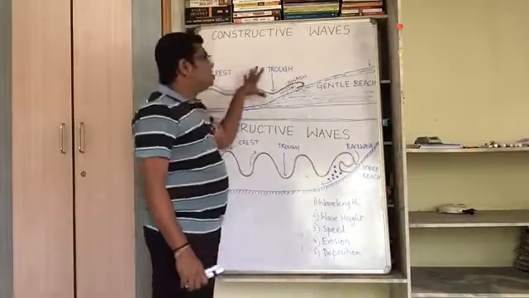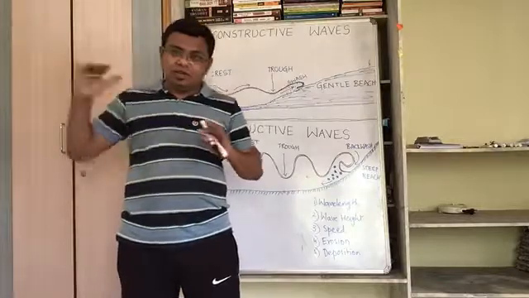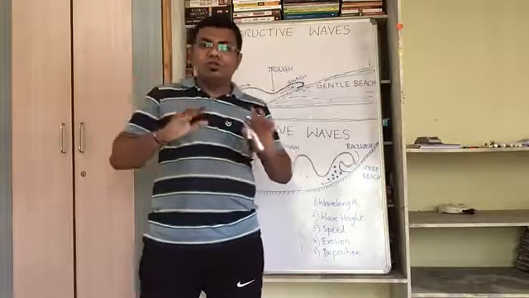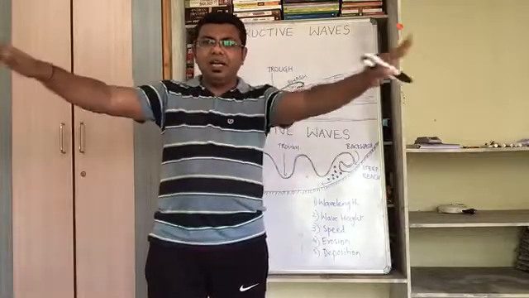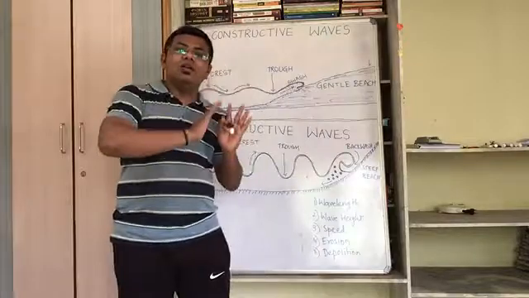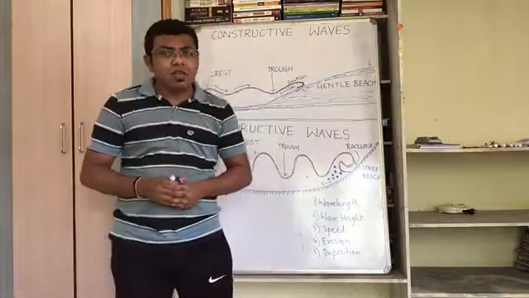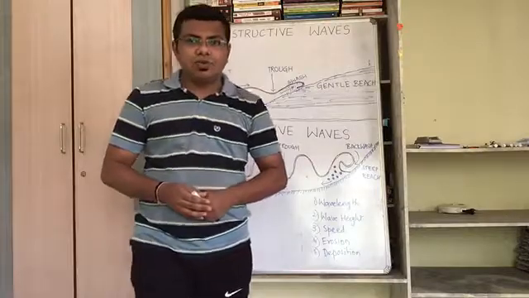Whereas the constructive waves are known as spilling waves, because the waves are very smooth, so they deposit a lot of sediment. The water spills over the coast, and that way a lot of sediment is deposited. So these are the main differences between constructive and destructive waves. Thank you.